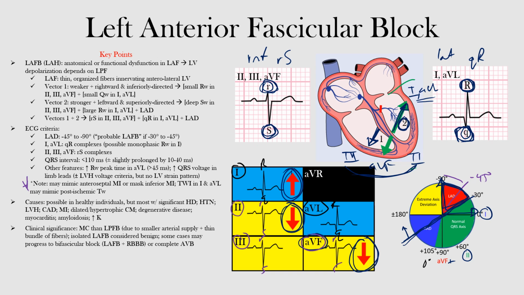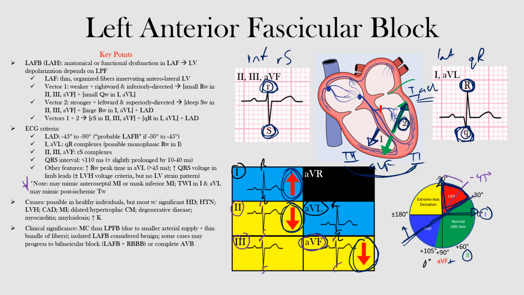So let's just finish with some potential causes and clinical significance. It's possible to see left anterior fascicular block in some healthy individuals, but oftentimes we will see it in those with significant heart disease. Some causes include hypertension, left ventricular hypertrophy, coronary artery disease, myocardial infarctions, dilated or hypertrophic cardiomyopathy, degenerative disease of that left anterior fascicle, myocarditis, amyloidosis, as well as hyperkalemia.